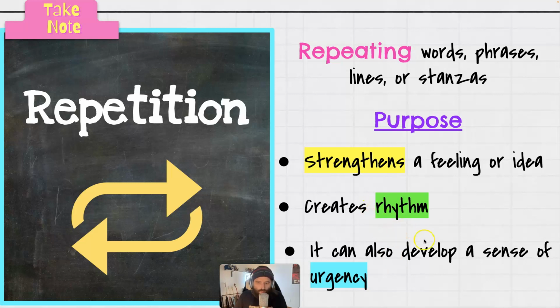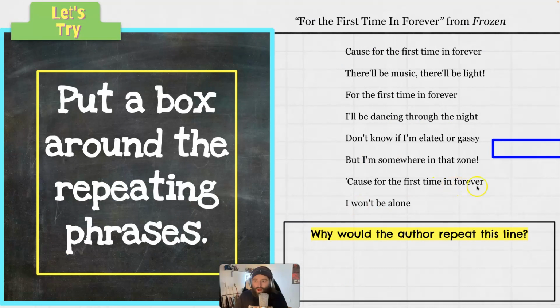Rhythm we're going to talk more and more about. It's tough to understand rhythm. So put a box around whatever you see repeated in here, and then why do you think the author repeated this line? There's just a 2 forward here in your notes.